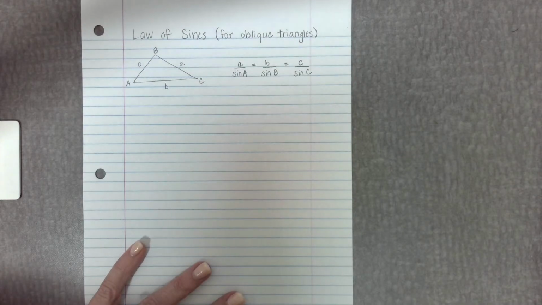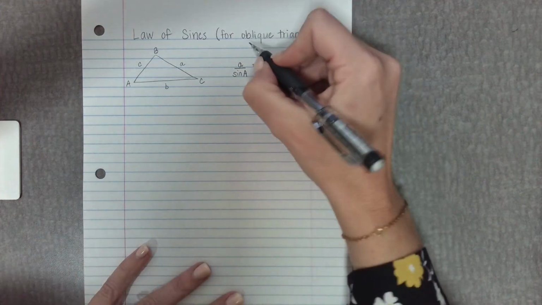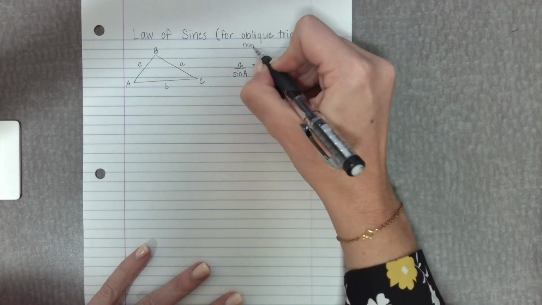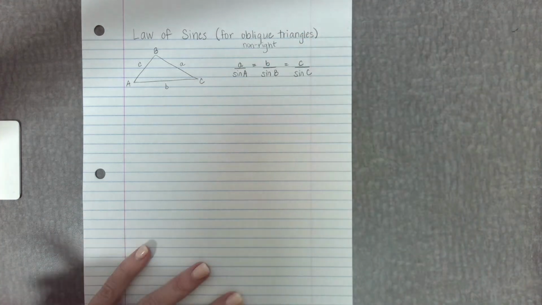In this video, we're going to look at how you can use the law of sines to find missing sides and angles for oblique triangles. And oblique just means non-right triangles. So these are triangles that do not have a right angle in them.